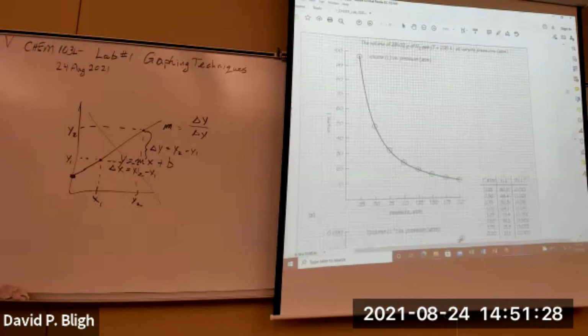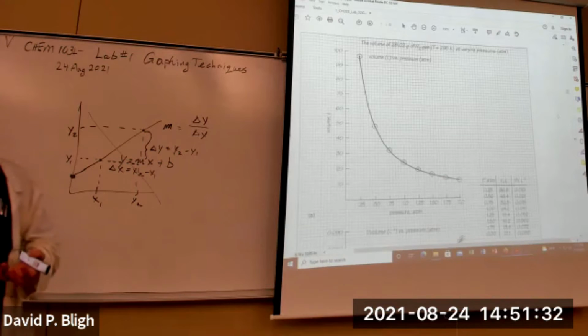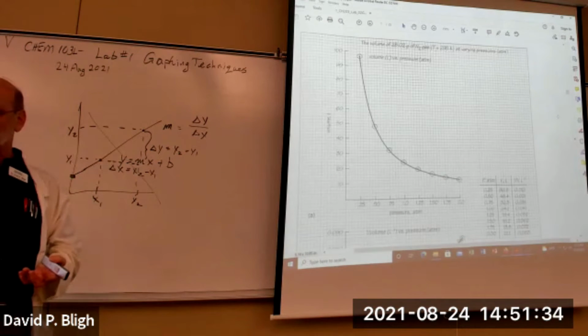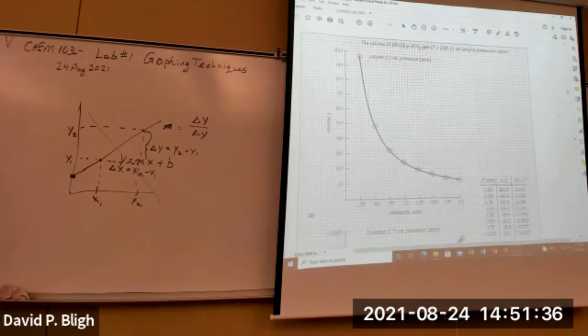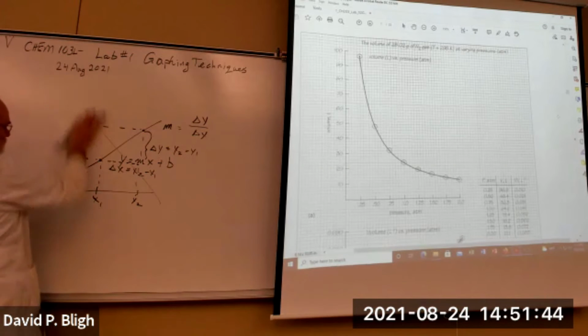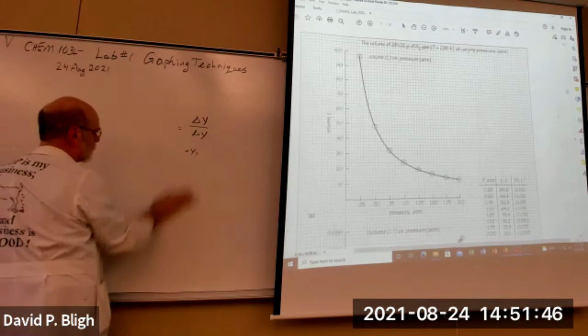But notice this is a curve. I mean, how do you define that? Well, a good mathematician could, but in Boyle's day and nowadays, it's very easy to transform the data into a straight line. Okay, so here's how we do it.